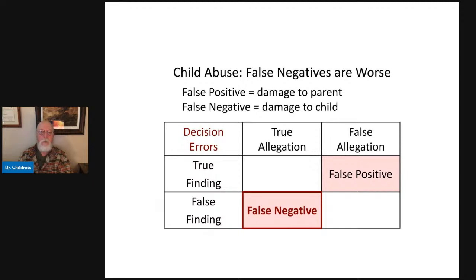And with child abuse, the false negatives are worse. A false positive creates damage to the parent. That's a false allegation that we believe is true. And so our error in that decision is going to harm the parent. If we make a false decision the other way, that's going to harm the child, the false negative.